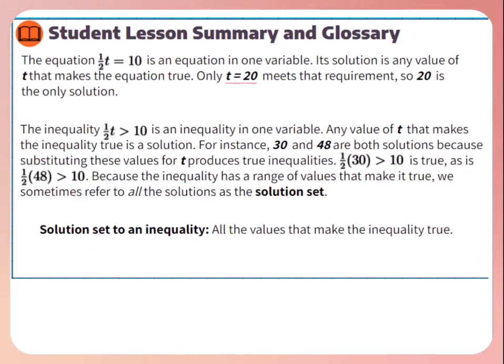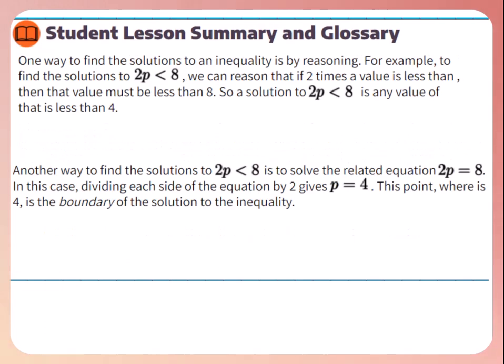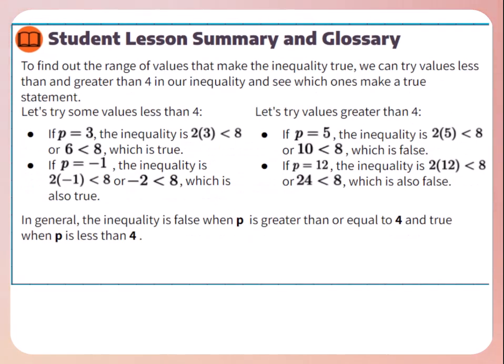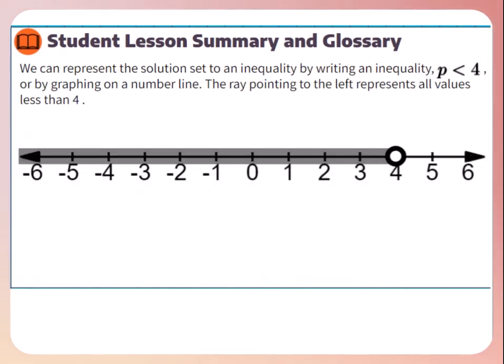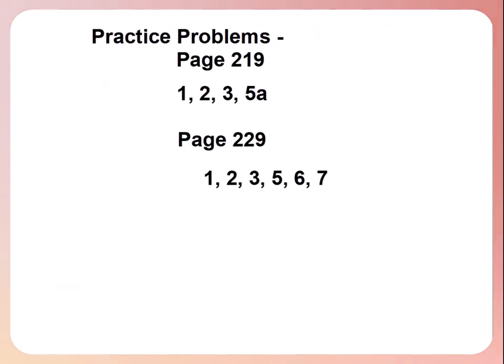Go through the student summary and glossary. Make sure that you're highlighting, underlining, understanding. Especially important that you do this now before we take our test. Know how to solve inequalities, and what's important is if you multiply or divide by a negative, the direction of that inequality changes. And then shade in the direction that the arrow is pointing on the graph.